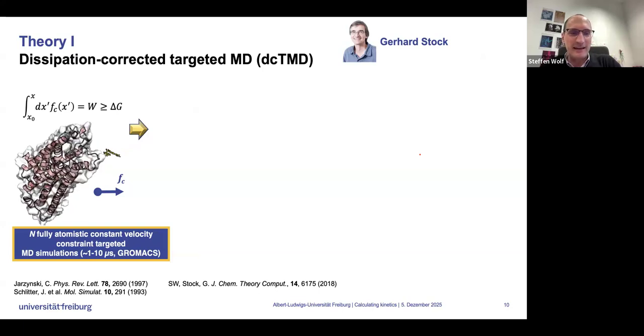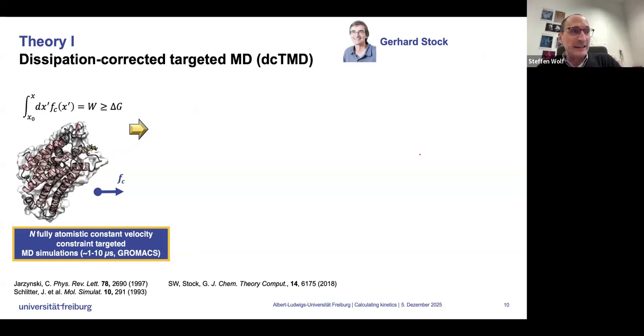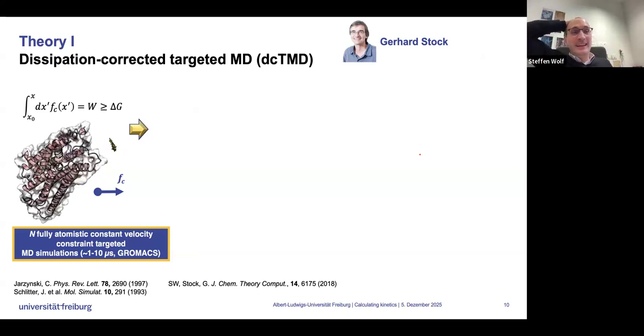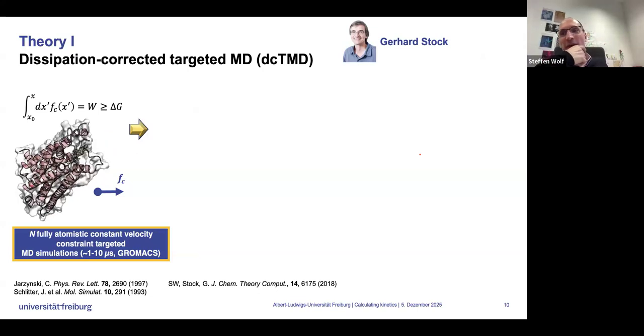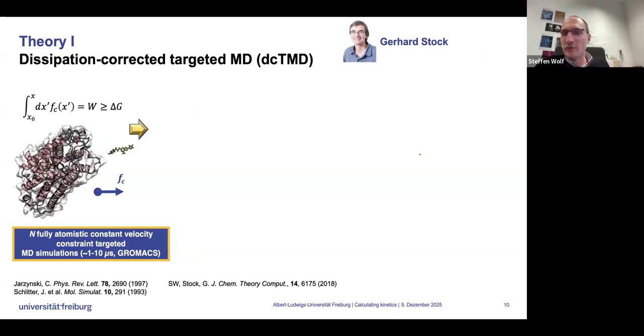Unbinding usually takes, for one trajectory, we can pull out a ligand, it depends on what kind of velocity we pull. That takes usually something like between 3 and 30 nanoseconds per run. And we need again per pathway 100 runs. So in case we are really unlucky, we need to perform something like 200 to 400 simulations.